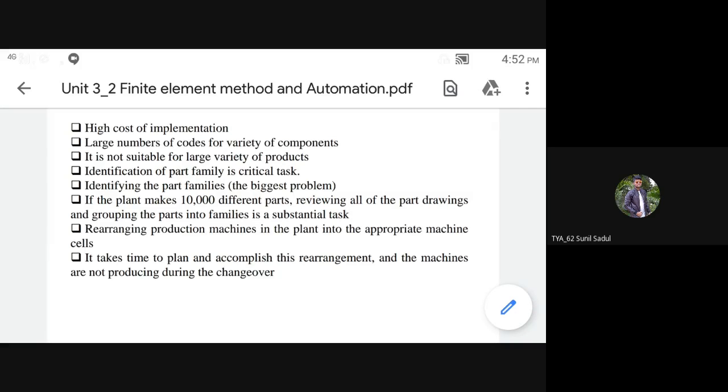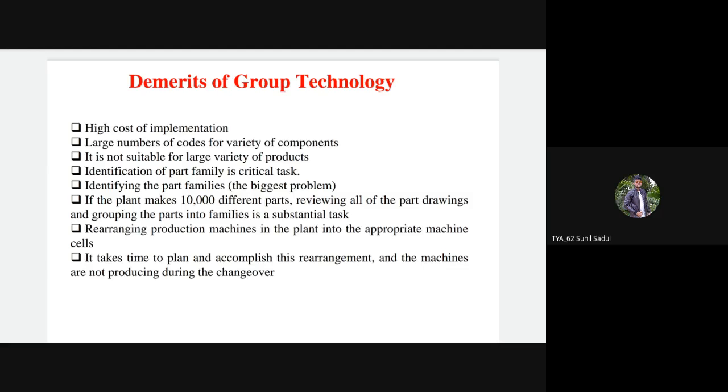Now next demerit, identifying the part family according to that digit. If the plant makes 10,000 different parts, reviewing all the part drawings and grouping the parts into families is a substantial task. Whenever a lot of parts are there, this is also difficult. Rearranging product machines in the plant to the appropriate machines is also there. म्हणजे बघा तुम्हाला एक 100 नट बोल्ट तुमच्या समोर टाकले आणि त्याचा नंबर बघून सिक्वेन्स लावा म्हटलं, ते सुद्धा अवघड आहे ना.